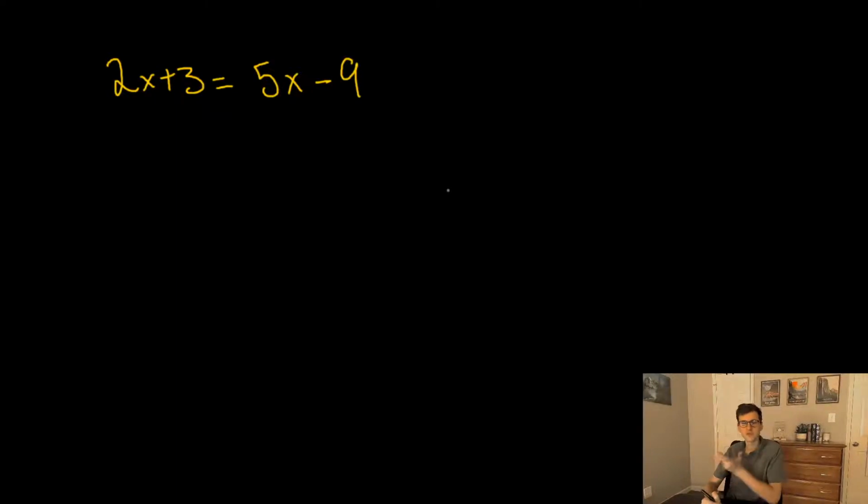In this example, we have 2x plus 3 equals 5x minus 9. Something I want to do is use solve vision real quick and show you the like terms. This is kind of how I see it. You have 2x and 5x, as well as plus 3 and minus 9. With those different colors, you can see 2x and 5x are like terms, and 3 and negative 9 are also like terms.